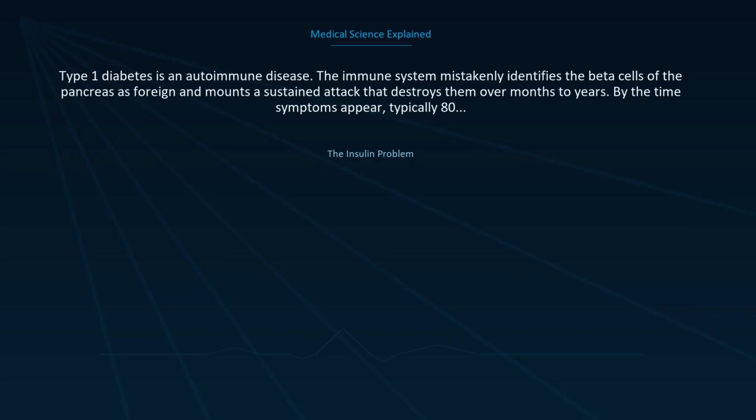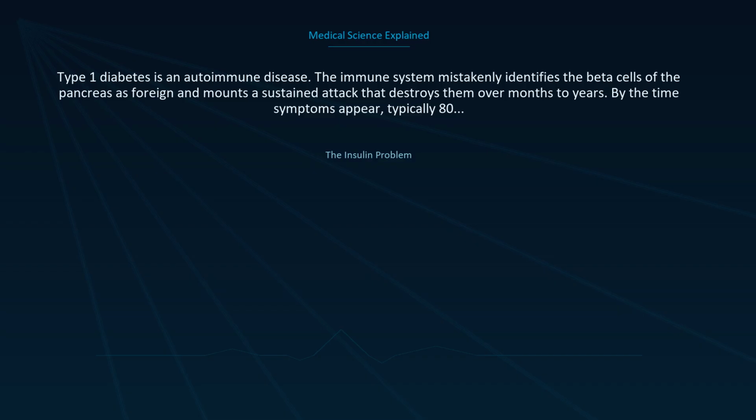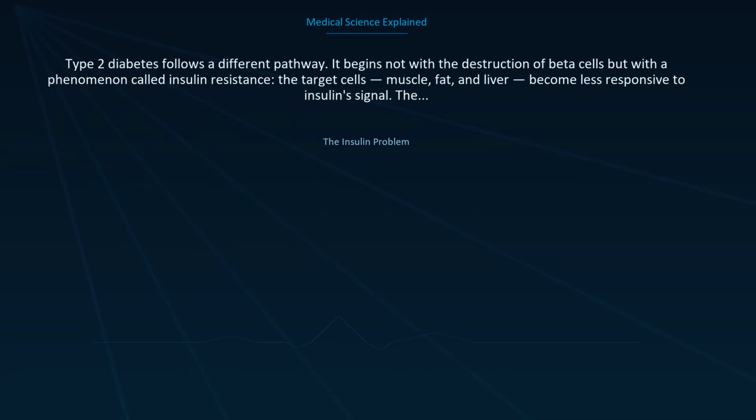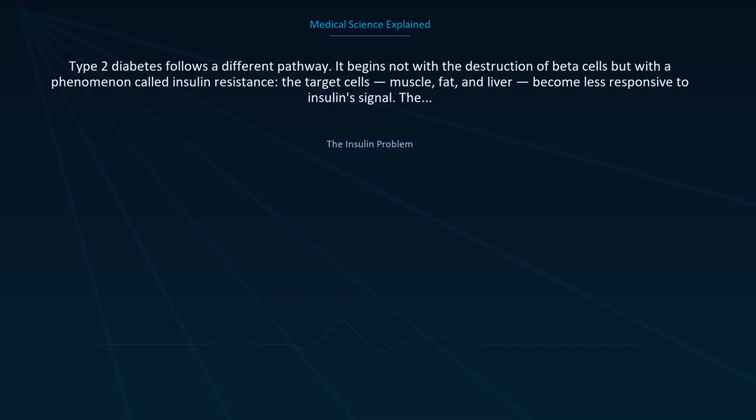It begins not with the destruction of beta cells but with a phenomenon called insulin resistance. The target cells, muscle, fat, and liver, become less responsive to insulin's signal. The exact mechanisms are complex but involve chronic inflammation, accumulation of fat in muscle and liver cells, and disruption of the intracellular signaling pathway that normally triggers GLUT4 translocation.